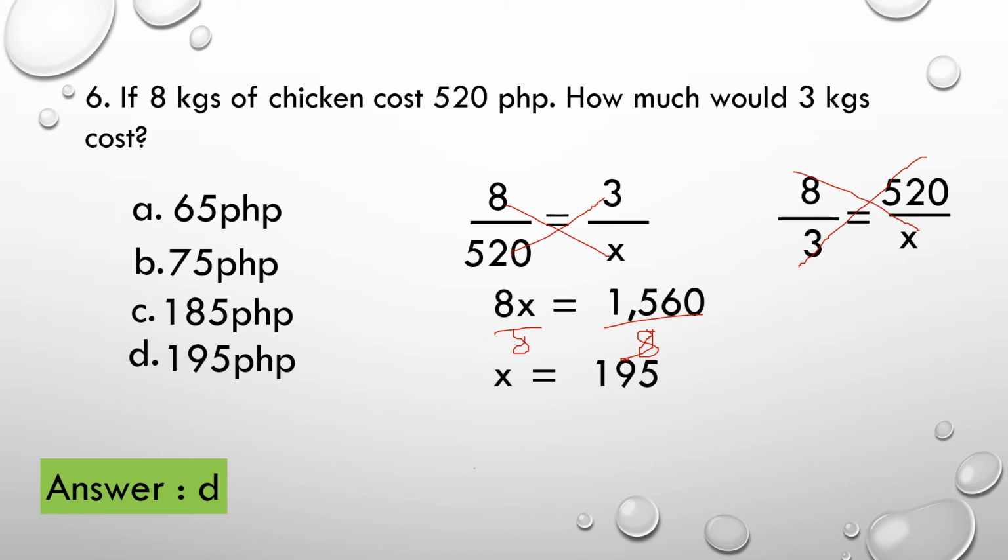Okay, but the easiest way to solve this one also is simply to divide 520 by 8. Okay, 520 divided by 8, you can get the cost per kilogram, and that is 65, which means 65 pesos per kilogram. And then 65 times 3. Okay, and that is equal to 195.